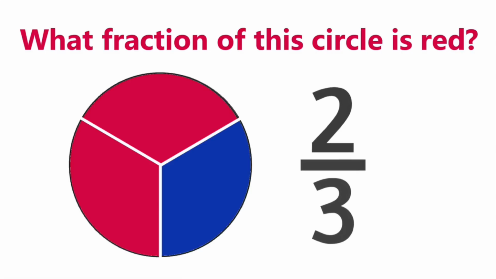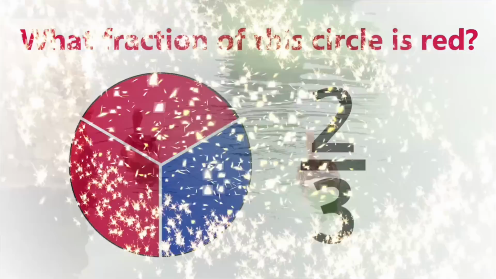Yes, 2/3. 2/3 of the circle is red. Fantastic! The numerator shows us how many of the parts are red. 2 of the parts are red. And the denominator shows us how many total parts the circle is split into. The circle is split into 3 equal parts. 2 out of 3 parts are red. That means 2/3 of the circle is red. Great job.